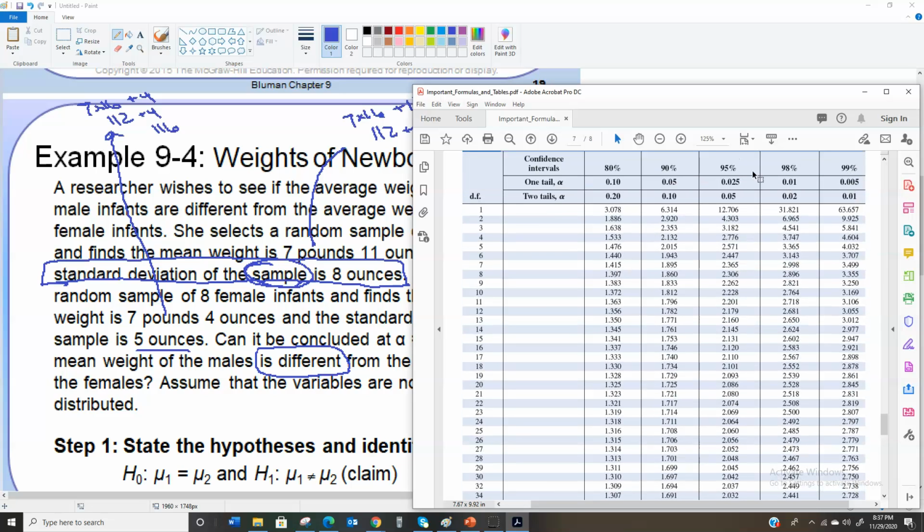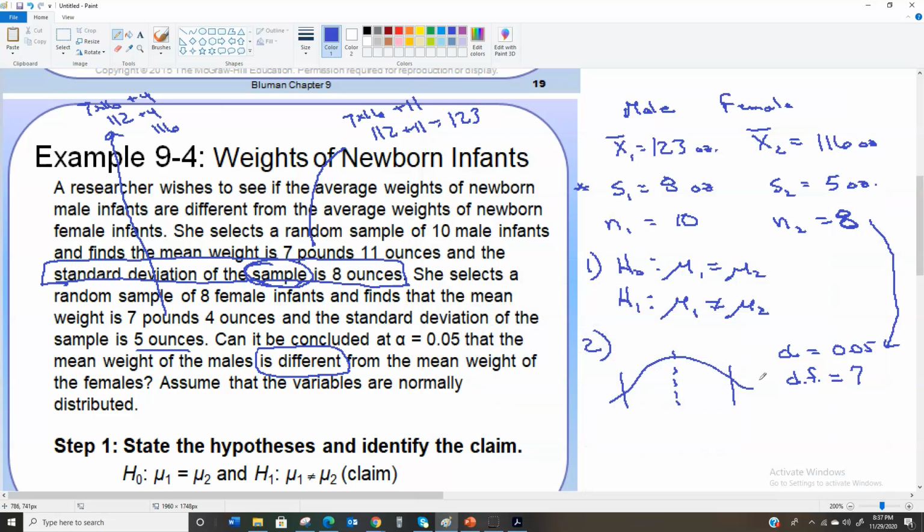So degrees of freedom 7, 2 tails, 0.05 is right here. We get 2.365. So negative 2.365 and positive 2.365. We reject if we're in these shaded areas. So these are our rejection regions. Now we're going to do our calculations.